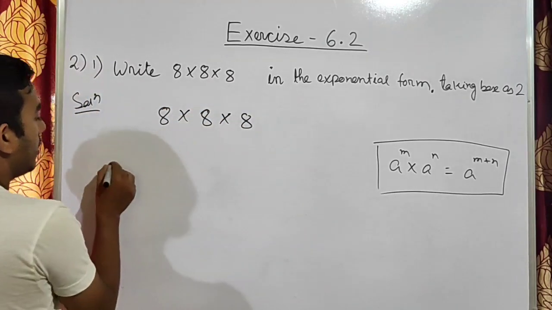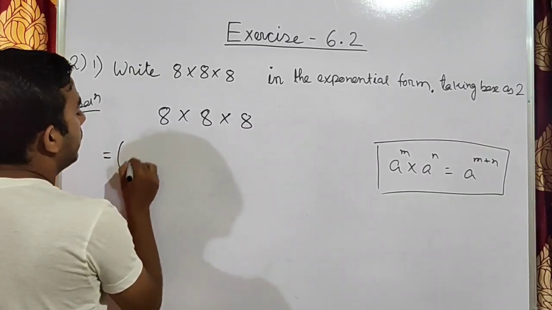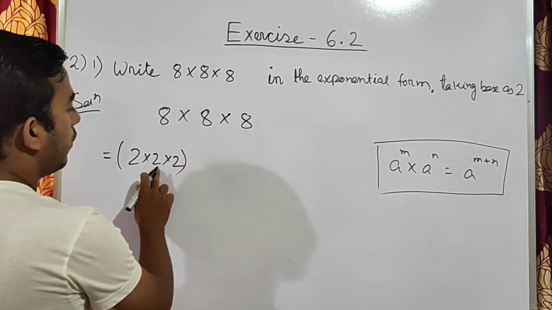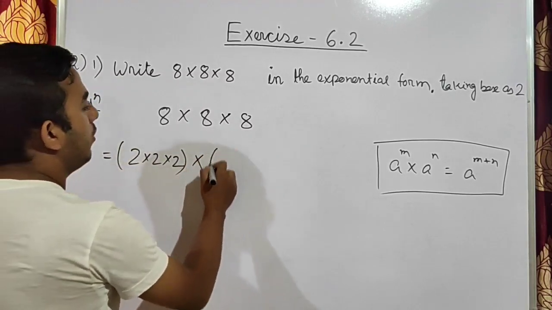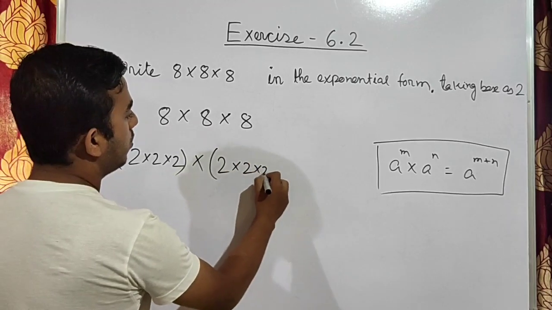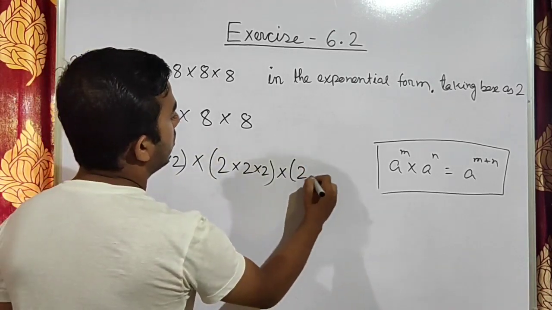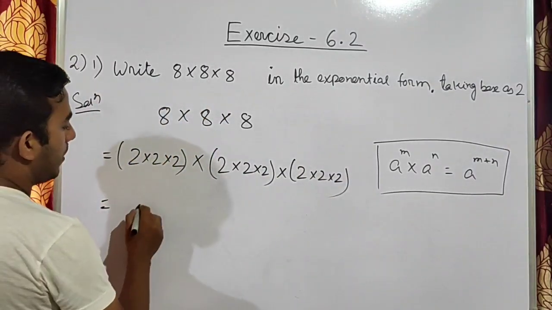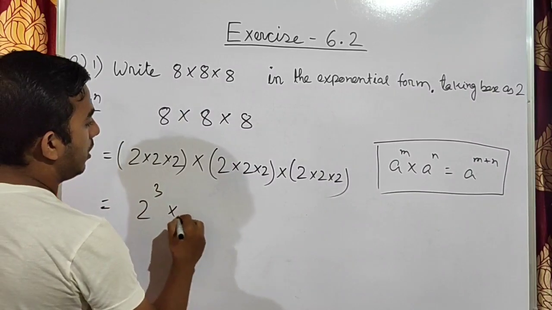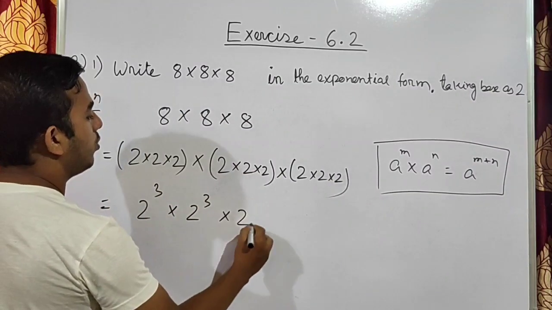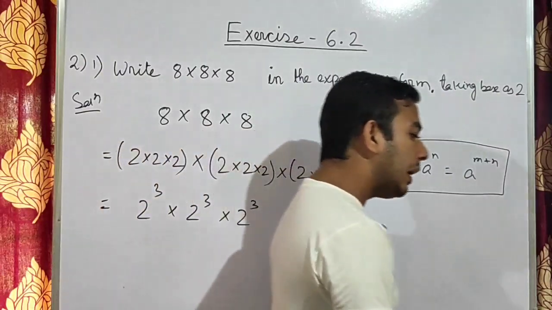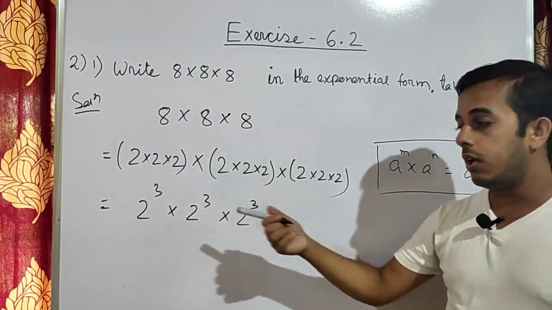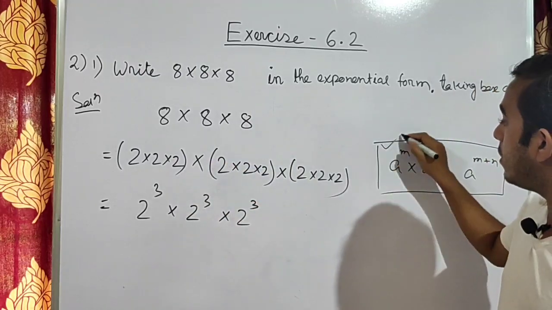Now for this 8, can we write 2 into 2 into 2? Yes. 2 into 2 is 4, 4 into 2 is 8. Now for this 8, 2 into 2 into 2. Now for this 8, 2 into 2 into 2. Very easy questions, right? Now look, how many 2s are multiplied here? 2 to the power 3 into 2 to the power 3 into 2 to the power 3. Clear? Now same formula, base common, so we will use this one.